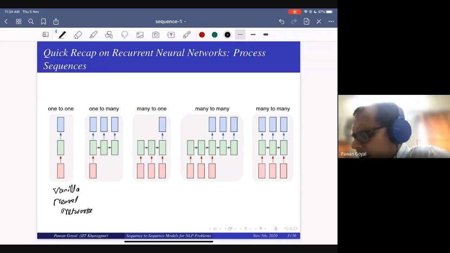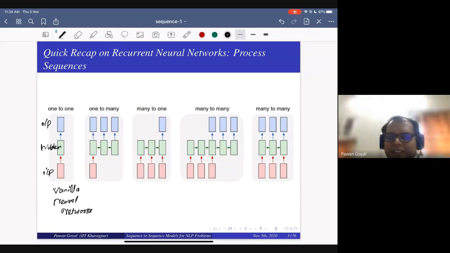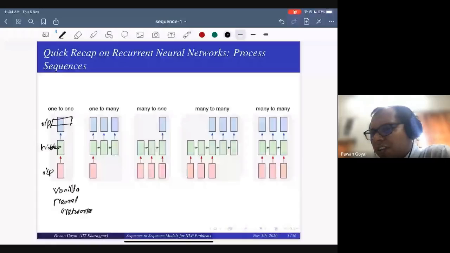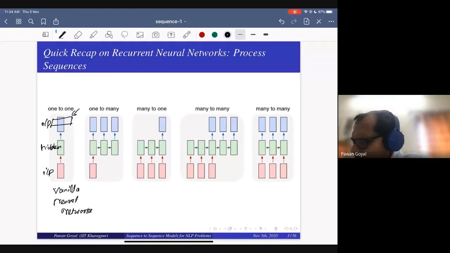They are characterized by an input layer, a hidden layer, and an output layer, right? The input layer is fixed, the hidden layer you choose, and the output layer depends on what problem you're solving. If you're solving a classification problem, this would be the number of classes possibly, and so on. So this is the vanilla neural network, from where we move to recurrent neural networks, okay?